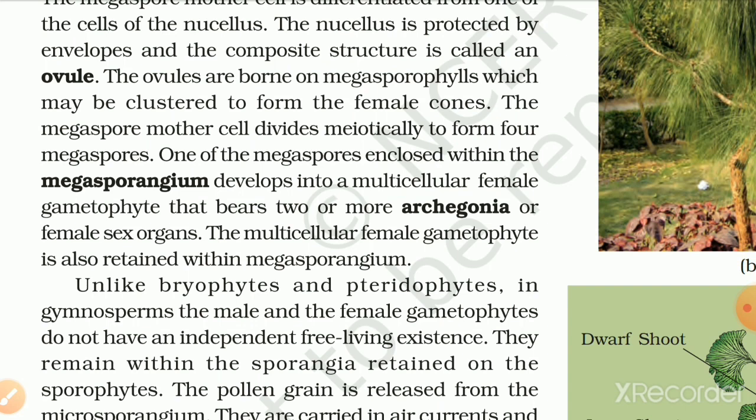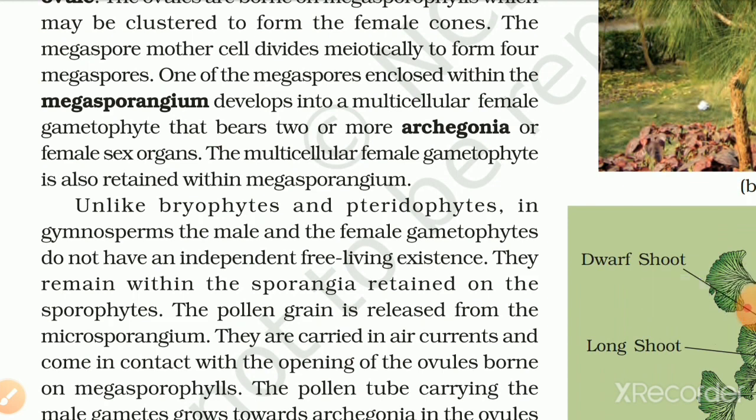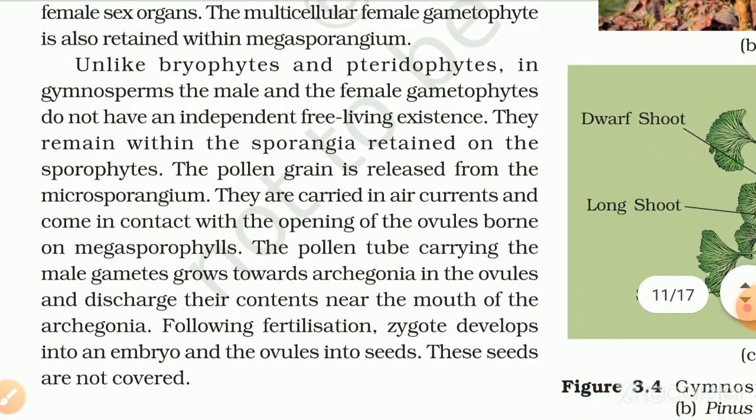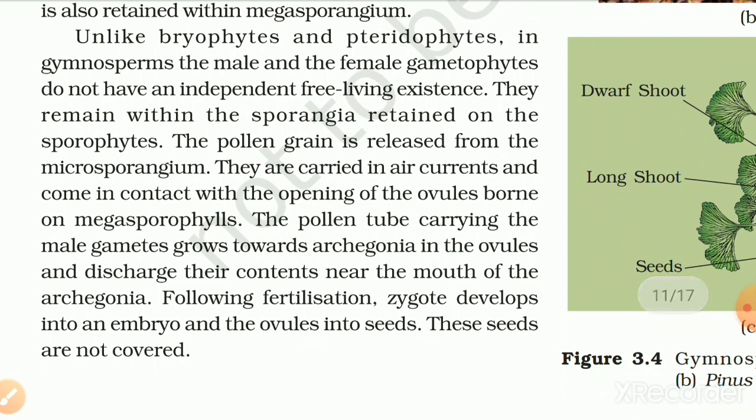One of the megaspores enclosed within the megasporangium develops into a multicellular female gametophyte that bears 2 or more archegonia or female sex organs. The multicellular female gametophyte is also retained within the megasporangium. Unlike bryophytes and pteridophytes, in gymnosperms the male and female gametophytes do not have an independent free-living existence. They remain within the sporangia, retained on the sporophyte. The pollen grains are released from the microsporangium.